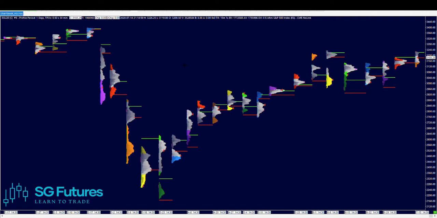So what we have on the screen in front of us is a weekly profile view of the E-Mini S&P. I'm looking at the September contract, and each of these profile boxes represents a week's worth of trade. All we've done here in Sierra Chart is blend all of the 5 days together, and it's delivering us these types of shapes.